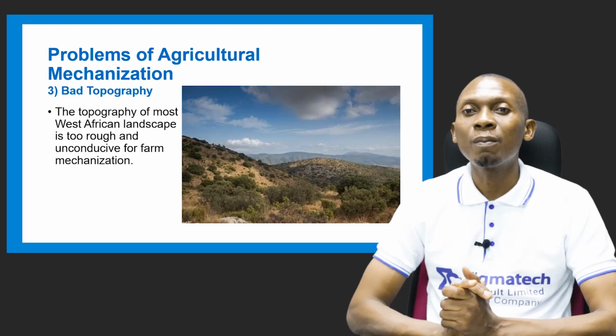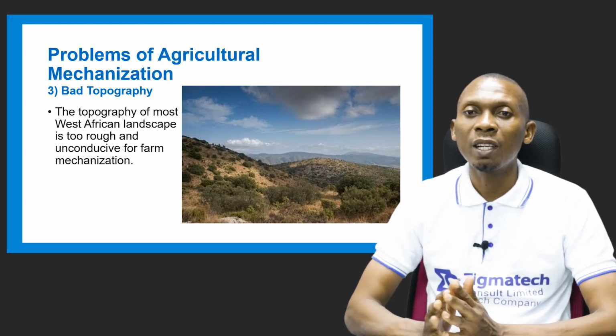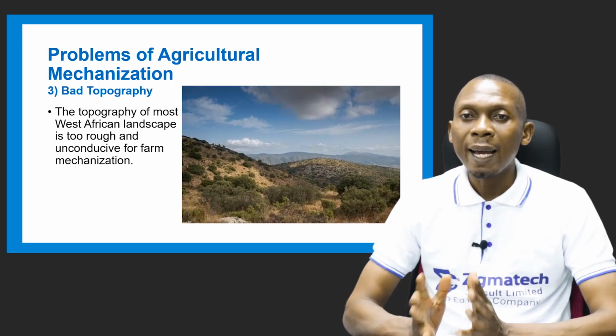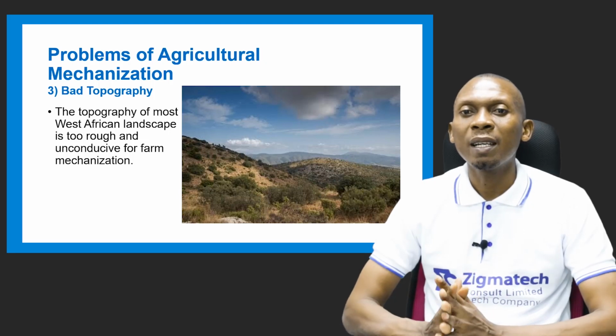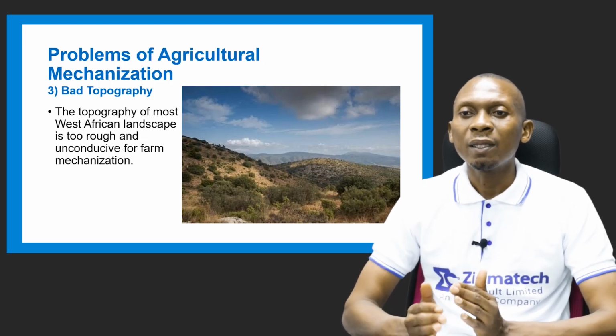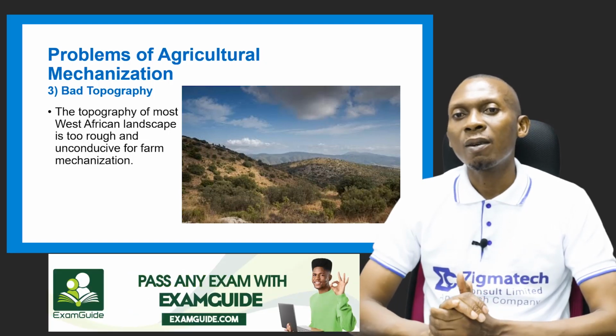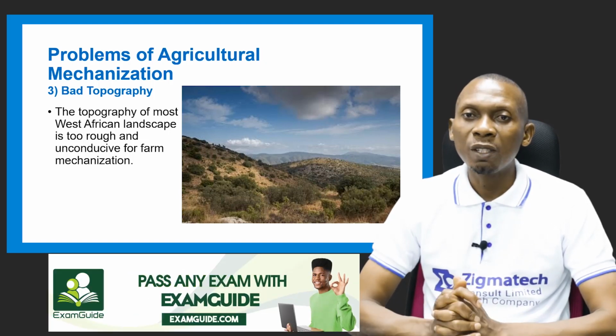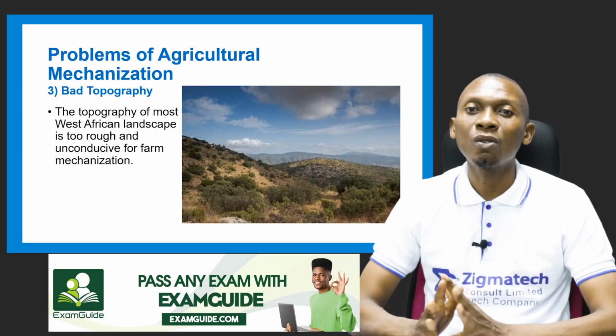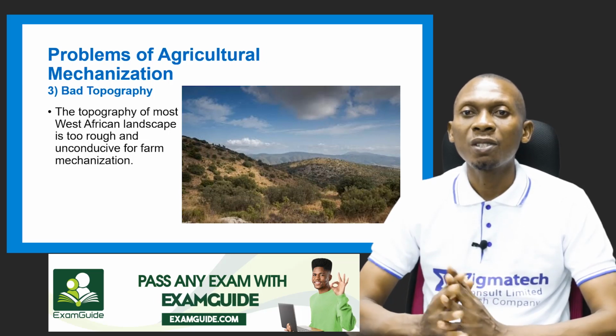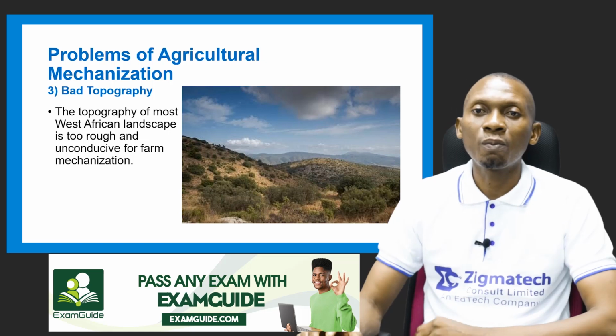Bad topography is another problem of mechanization in West Africa. The type of landscape we have in West Africa is undulating. That means it's not a flat plain, and this can become unconducive for mechanization. So machines cannot operate easily on such terrain or such type of topography.